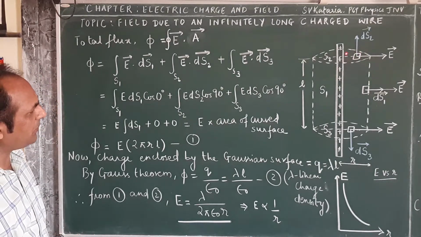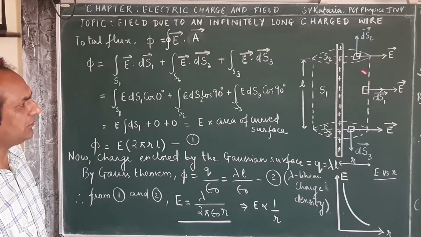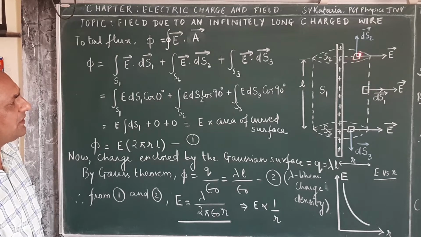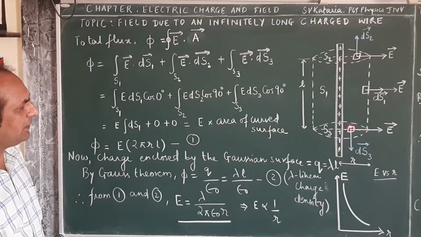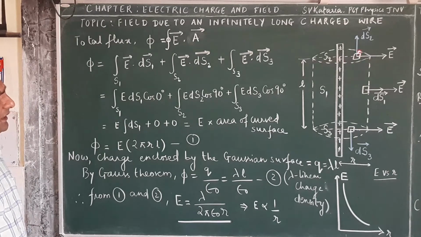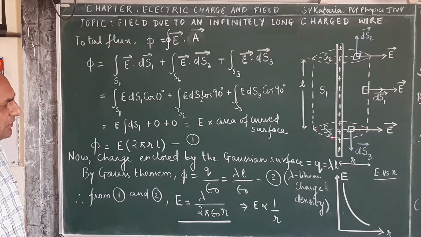Now here we have taken ds1. ds1 is a small part of this whole curved surface, that is this part ds1. Similarly we have taken this as ds2 and here we have taken ds3. When we integrate over this area, we would get the area of this whole cross-sectional surface. Similarly, if you integrate this ds3, you would get the area of this whole surface. And if we integrate this ds1, we would get the curved surface area of the cylinder.